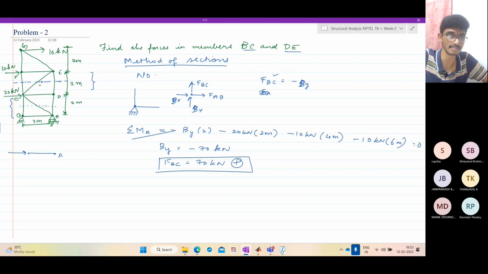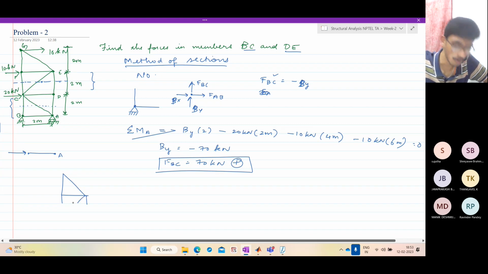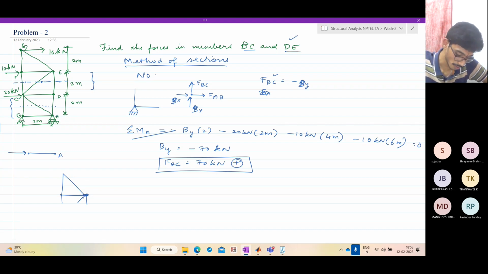The next step is also very simple. You make a cut and draw the free body diagram. You get something like this. About which point should you take moment? About this point, because, wait, you want DE, right? So we should not take moment about this point. These two are collinear. These two forces will meet at C.